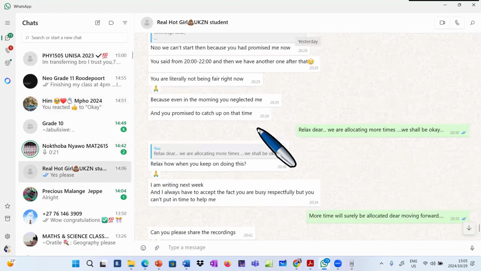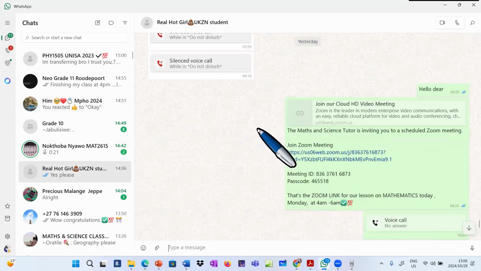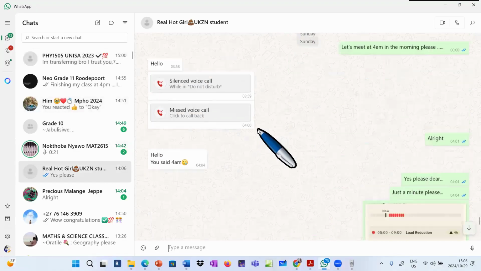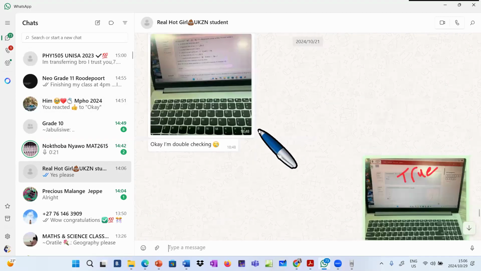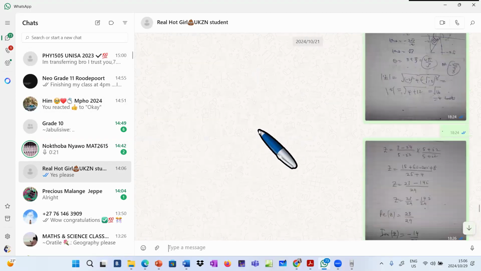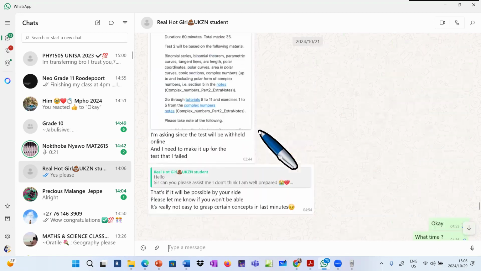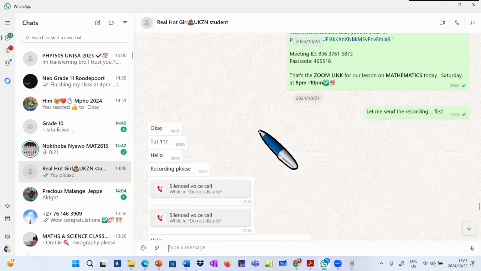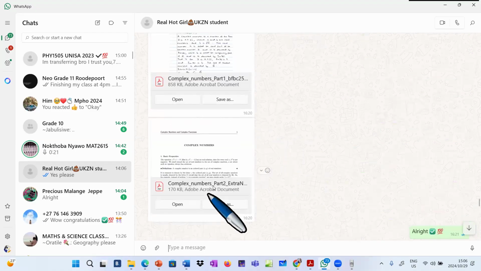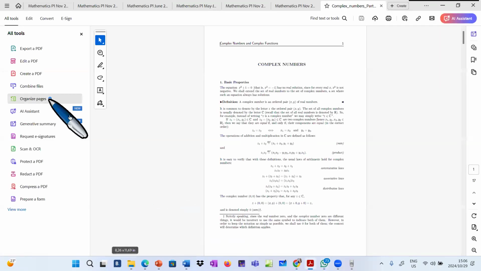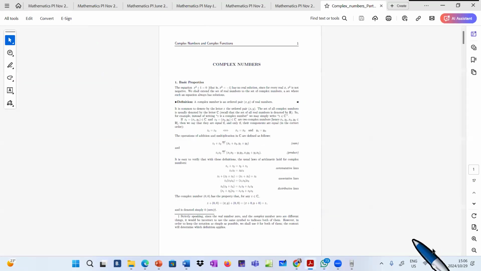I'm on your WhatsApp. I need to check the documents. I might have missed some things because I was just trying to cut out some of the things, trying to balance up. Time was against us. We're running. So I'm going to the complex numbers document.